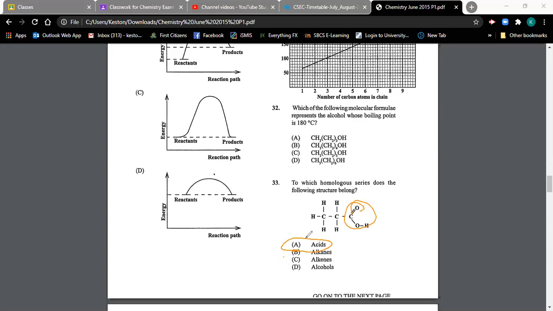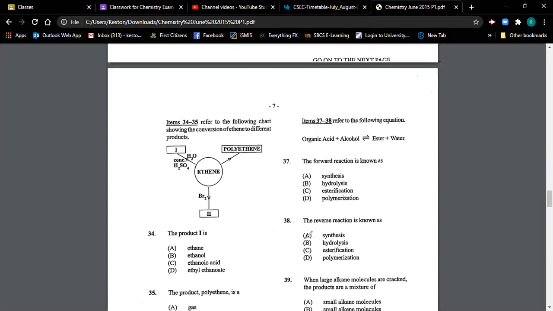Nice. Next one, 34. The product I is what? We have ethene, and they're saying here concentrated sulfuric acid and water. What are they trying to do there? If we add that OH inside there, what are we going to get? Yep, that's correct, Jadon. You get ethanol. Very good.